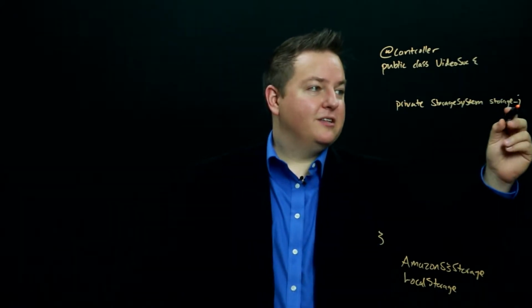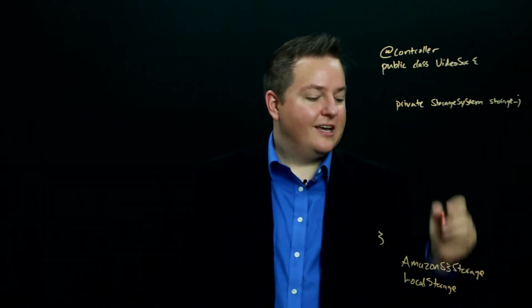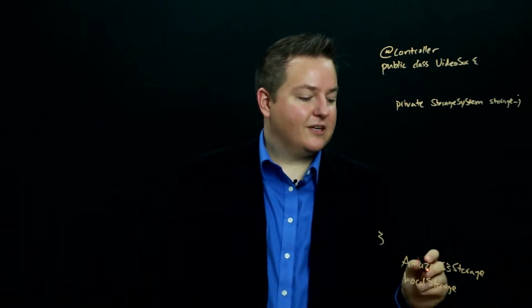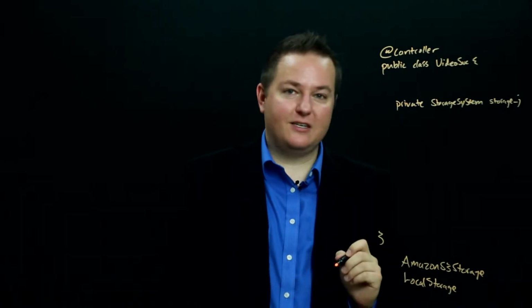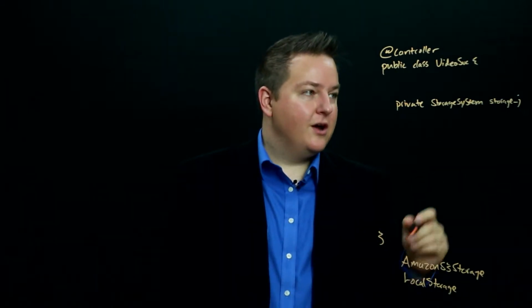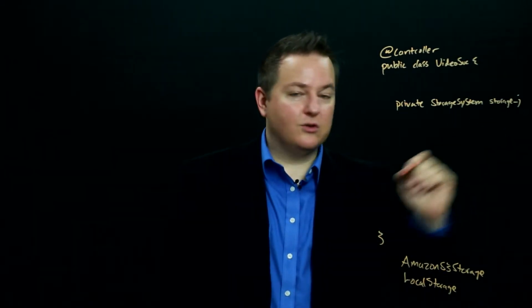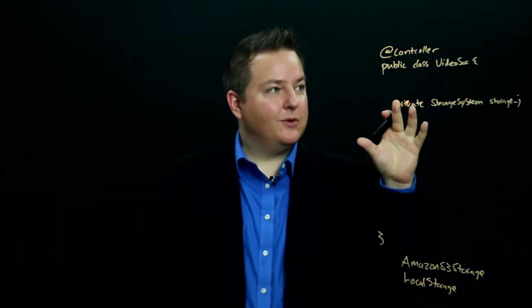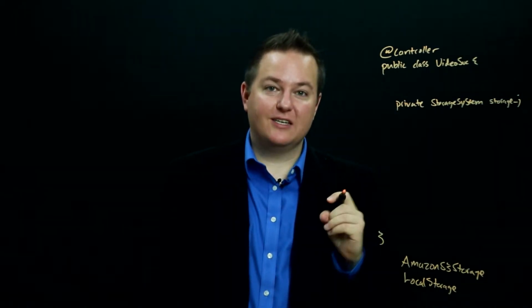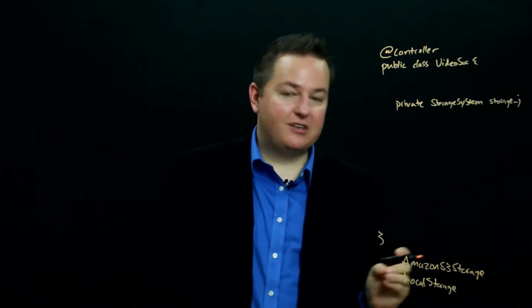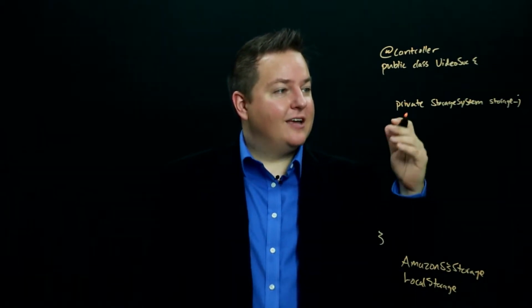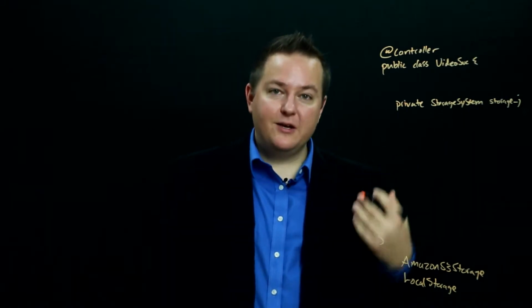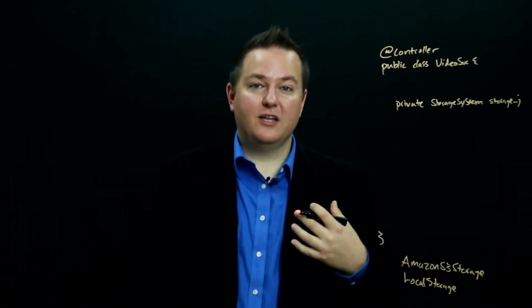Now, one way we could do this is we could simply say equals and then instantiate the specific storage system that we wanted to use. So we could say storage equals new Amazon S3 storage, or storage equals new local storage. But then every time we want to change the type of storage system we're using for this video service object, we're going to have to go and rewrite the code itself, recompile the application, and that's not what we'd like to do.